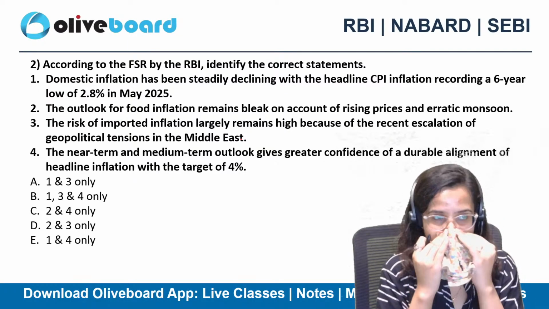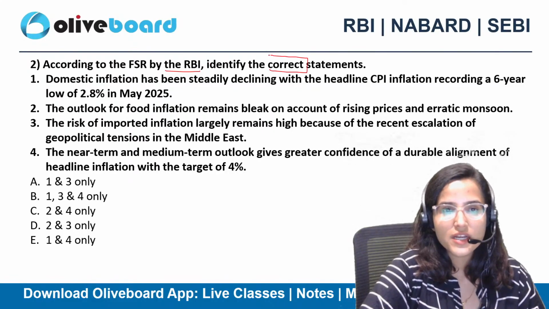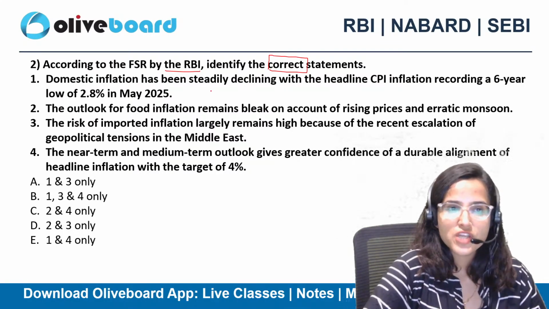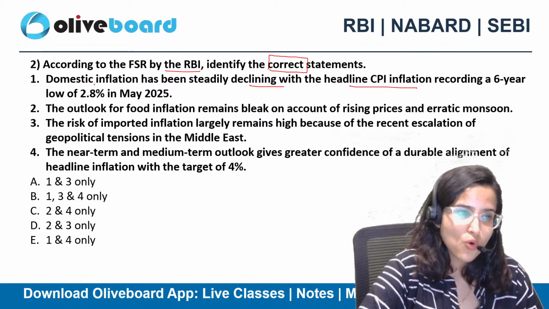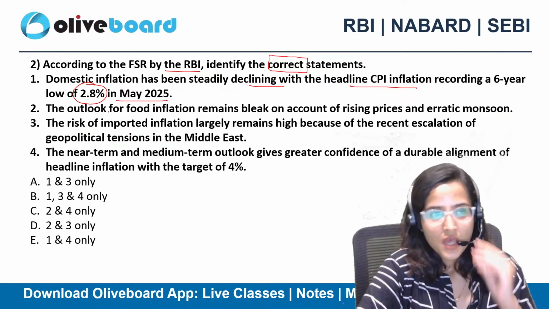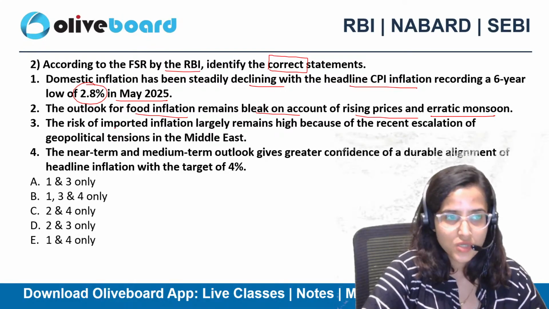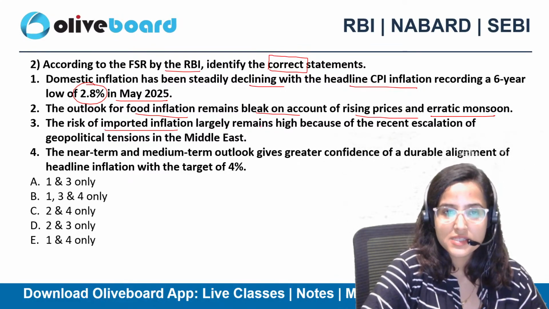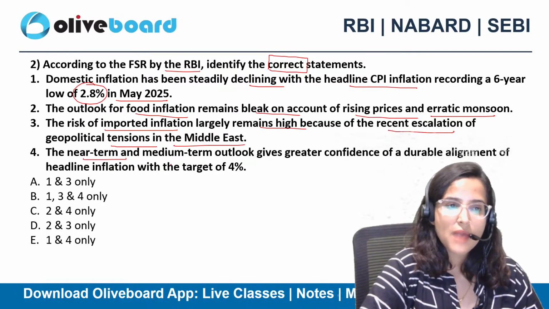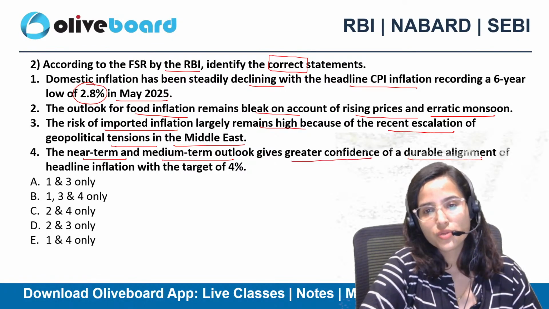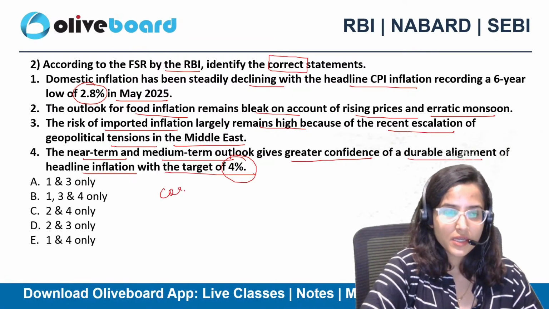Okay, chaliye. Second question. According to the Financial Stability Report by the RBI, identify the correct statements. 1: Domestic inflation has been steadily declining, with the headline CPI inflation recording a 6-year low of 2.8% in May 2025. 2: The outlook for food inflation remains bleak on account of rising prices and erratic monsoon. 3: The risk of imported inflation largely remains high because of the recent escalation of the geopolitical tensions in the Middle East. 4: The near term and medium term outlook gives greater confidence of a durable alignment of headline inflation with the target of 4%. You have to identify the correct statements.